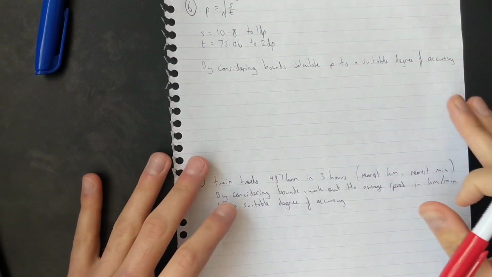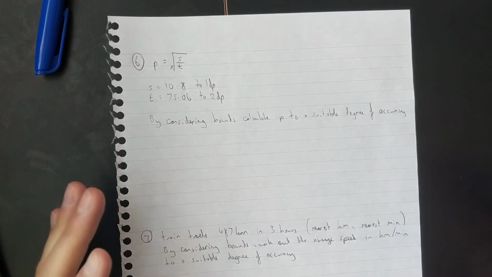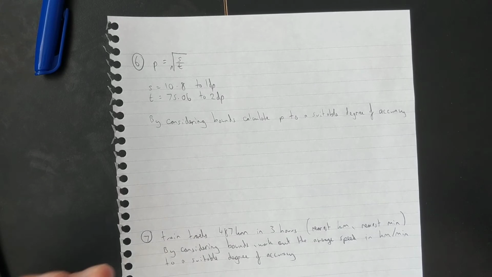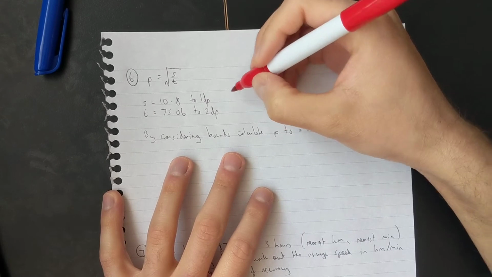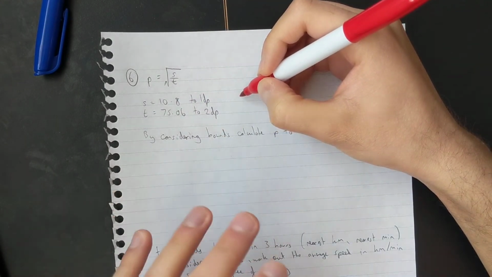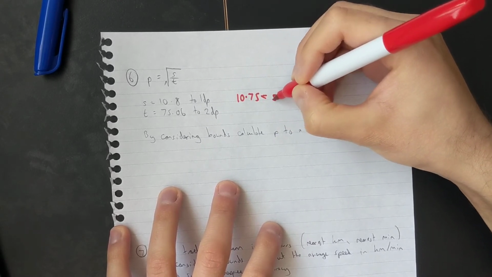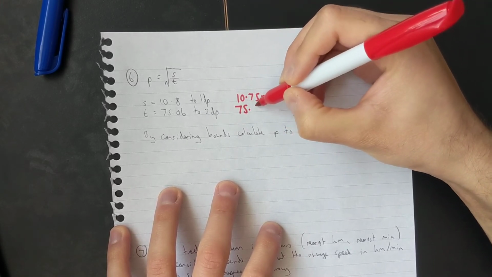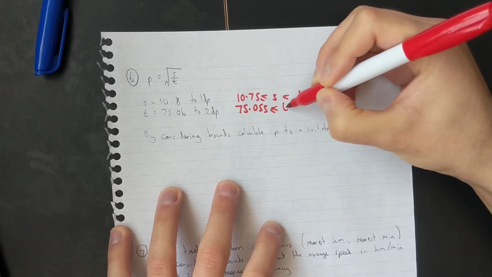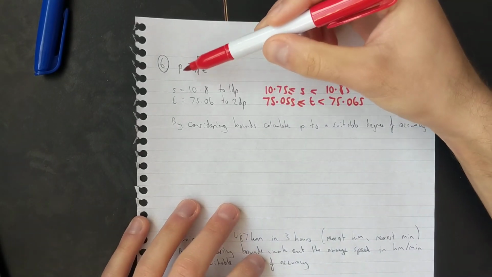So, rest of these questions are that kind of question where we're considering bounds to give a suitable degree of accuracy. And I'm going to be mildly lazy and not write down that full sentence anymore, but when you're giving reasons, that's what you need to say. So, here, by considering bounds, as always, let's give the error intervals for this. So we've got 10.75 and 10.85. We've got 75.055 and 75.065. This time, be careful, it's big square roots.